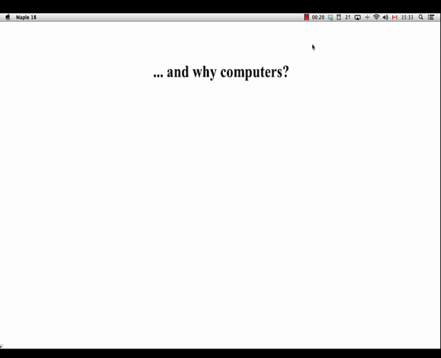So, first of all, why computers? Physicists do their algebraic computations with paper and pencil, and they are very successful in doing so. So why would we use computer algebra in the first place? Well, I think that there are several advantages in using computers for algebraic computations.